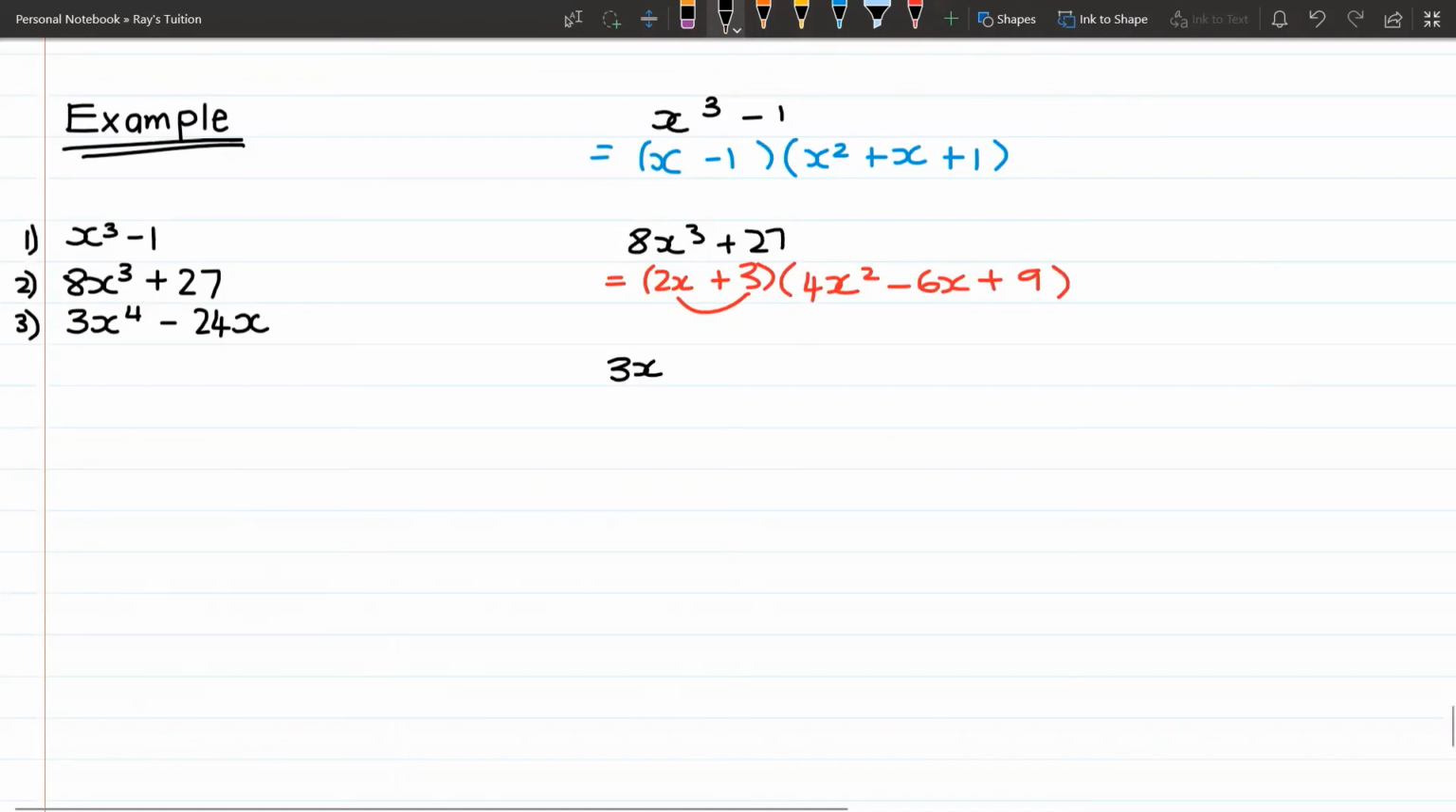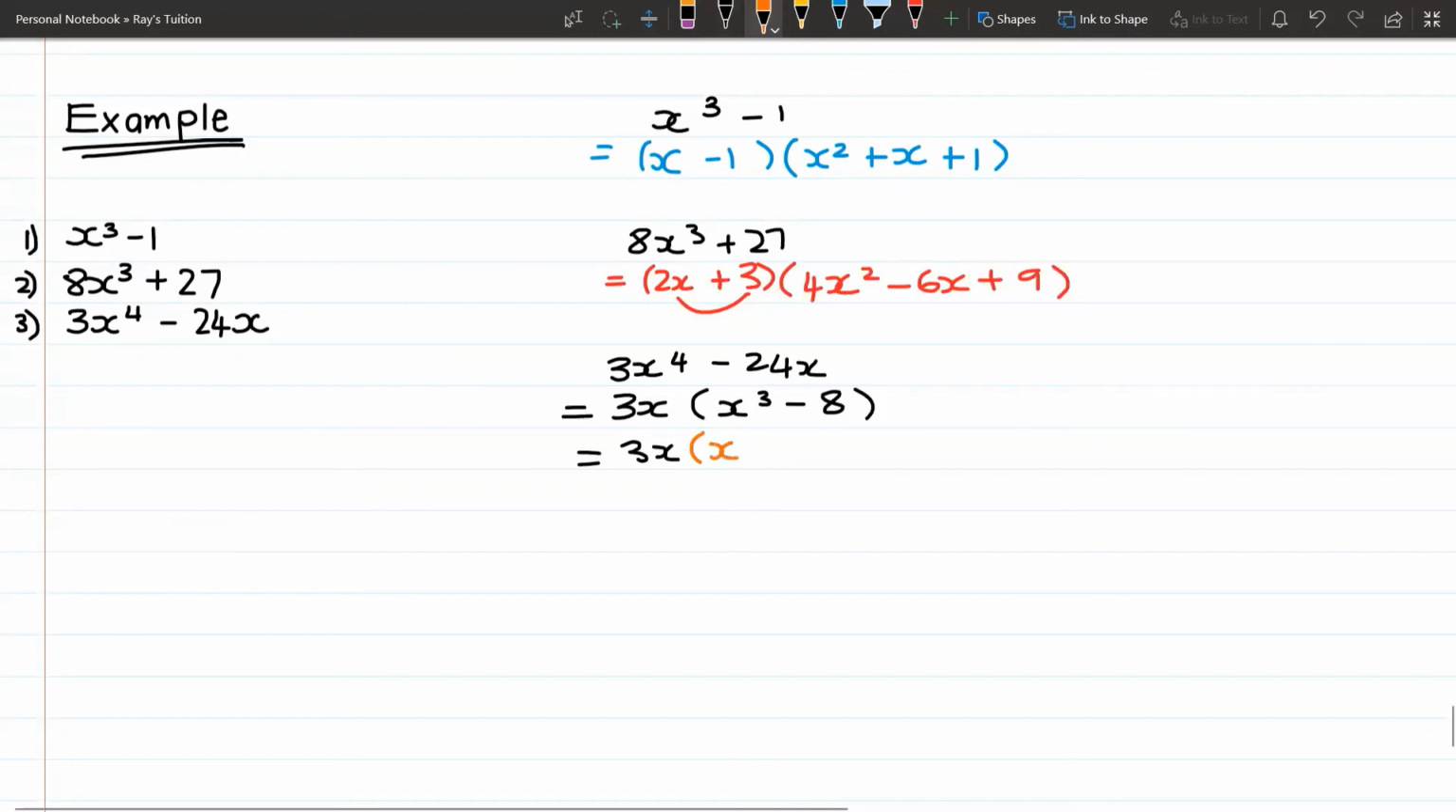Okay, let us do the last one. So this one here is 3x to the power 4 minus 24x. One thing you should notice is that this is not a perfect cube, none of them. But you do notice that they have a 3x in common. So let's take out that 3x as the highest common factor first. And then what we get is x cubed minus 8. So now we can factorize the second bracket as the difference of two cubes.